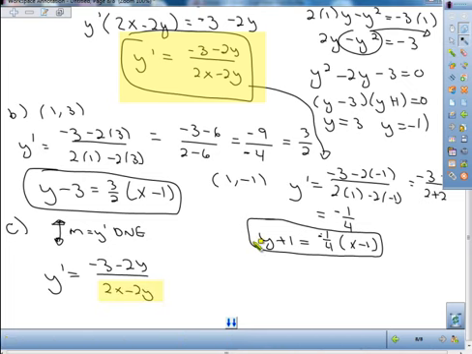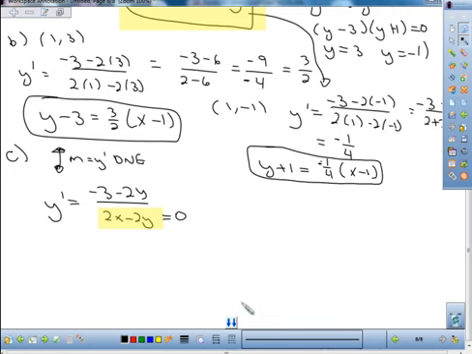So we can't have the denominator equal to 0. So I need to think of points such that if I substitute my points, 2x minus 2y is going to equal 0. Okay. So if I solve it, I'm going to have x equals y. So basically, the points where my slope does not exist would be when x is equal to y.